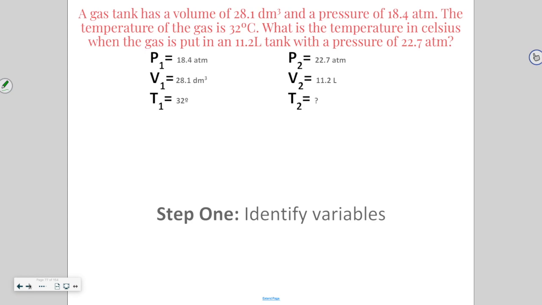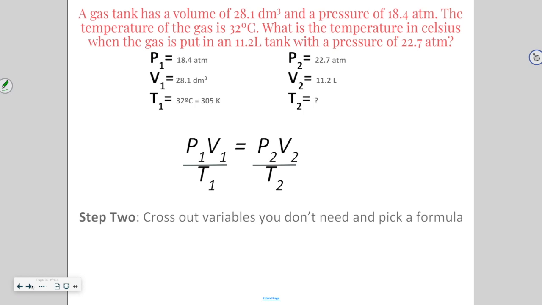Then we need to evaluate our units. Are they in acceptable units to be able to plug it into our equation? So we notice that pressure matches, ATM and ATM. Volume, decimeters cubed in liters. Remember, those are equal to each other. And then temperature. What's wrong with temperature here? It must be in Kelvin. That's in Celsius. So we need to add 273 to get our new temperature of 305 Kelvin. I can use that to plug into my equation.